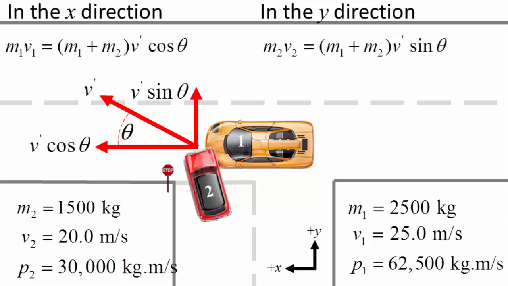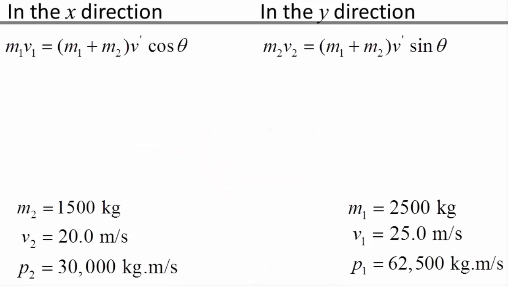In this equation, we know the masses and the initial velocity of car 2, but we don't know the final velocity or the angle, so we can't proceed as there are two unknown parameters in this equation. But we now have two equations with the same two unknown variables, so we can use simultaneous equations to solve them. Let's clear the screen a little bit so that we've got some space to solve the equations. We can use simultaneous equations to solve for either v prime, or the final velocity, or theta first.